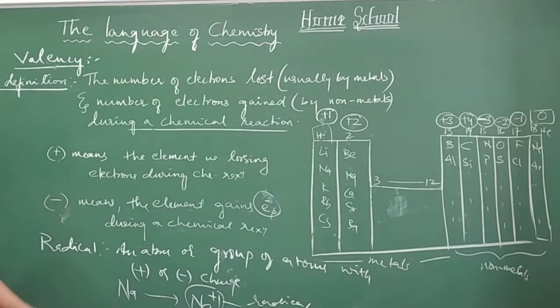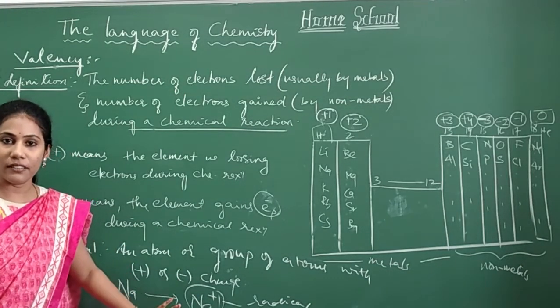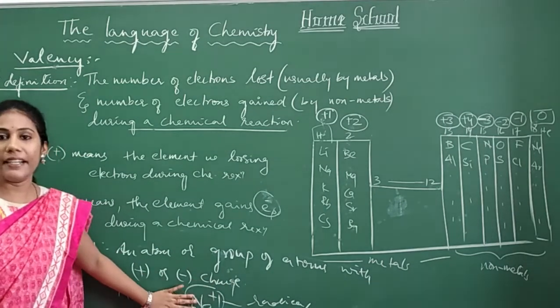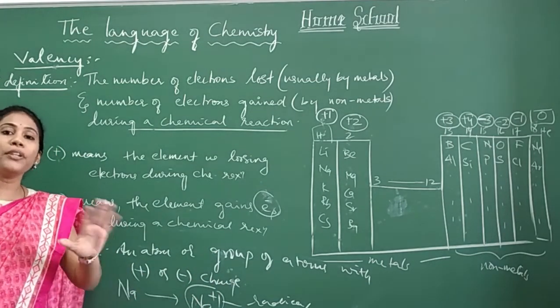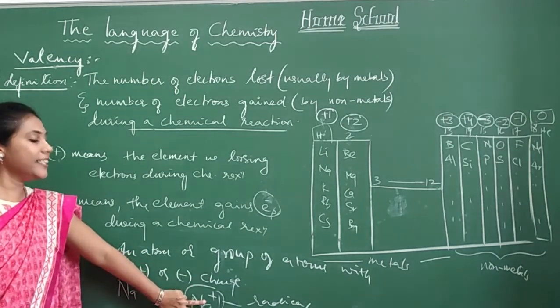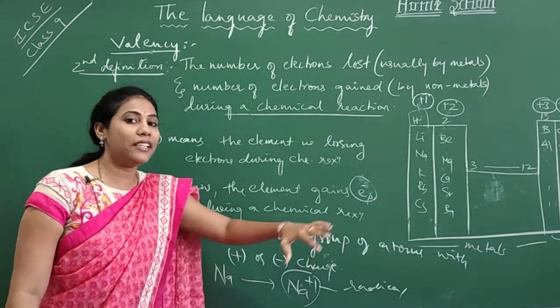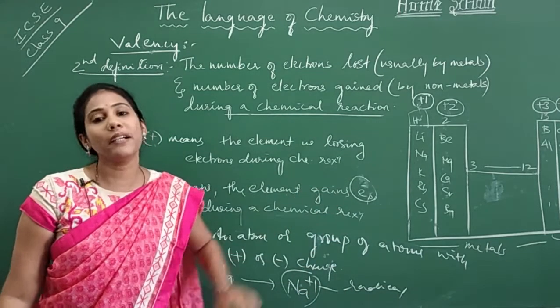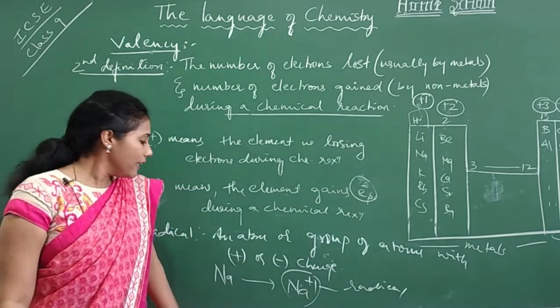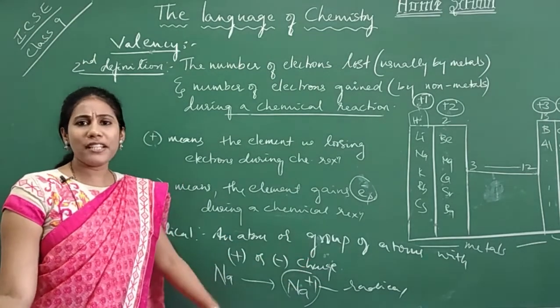Very simple, guys. When the same symbol is written along with a valency, then it becomes a radical. During a chemical reaction, the elements will get converted into radicals, and these radicals will combine with other radicals to form chemical compounds. So this is all about a radical. Radicals can have a positive charge or negative charge.